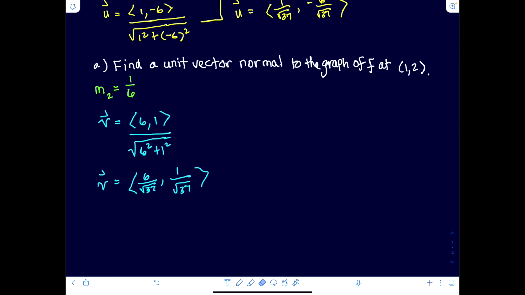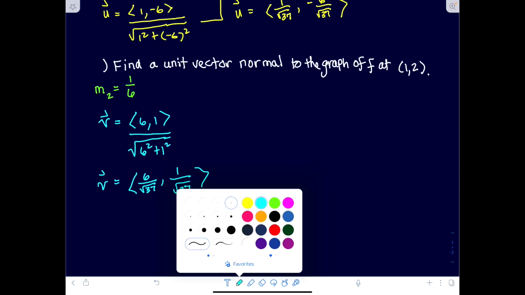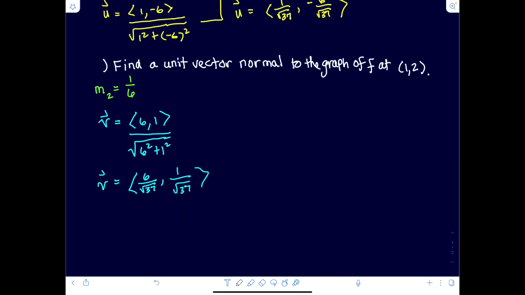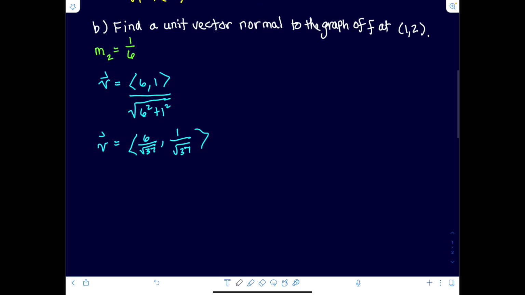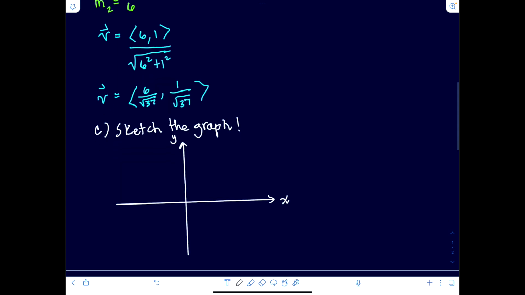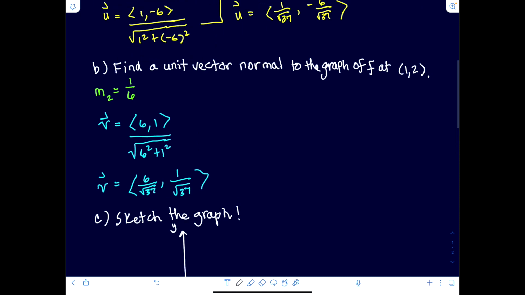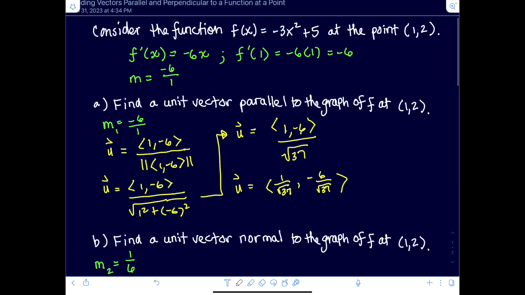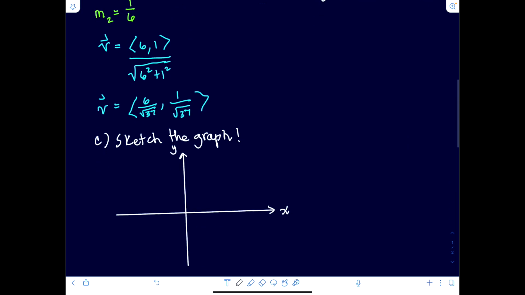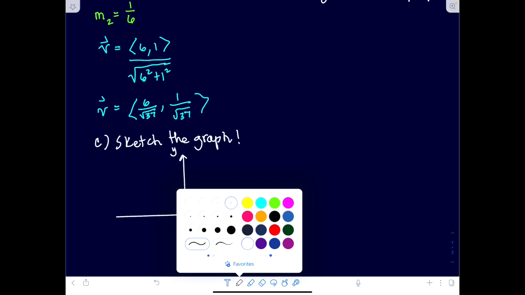Now, sorry, this is part B. Just doing a little copying and pasting. You caught me. All right, so now we need to sketch the graph of all this stuff. Remember our function was f of x equals negative 3x squared plus 5.